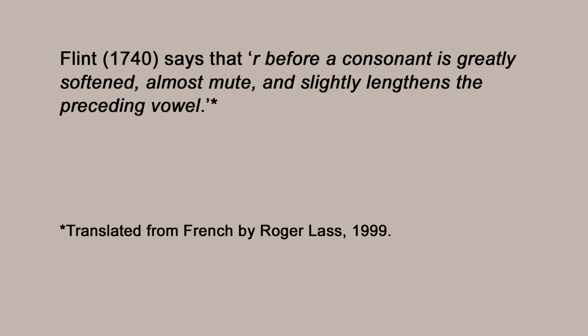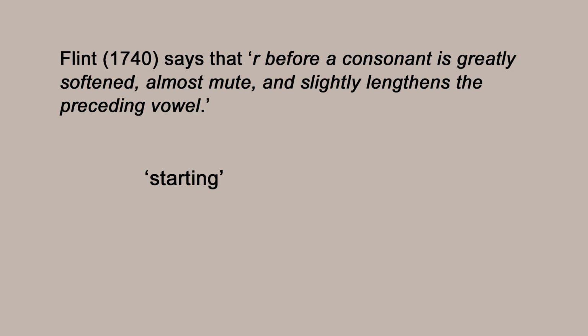In the mid-1700s, you start getting descriptions of a very interesting phenomenon. Flint tells us that if R comes before a consonant, it's so soft that it's almost inaudible, and it slightly lengthens the vowel before it. So the word starting would be an example of a word where the rhotic comes before a consonant. In the 1600s, we'd expect something like starting, or if we accept Johnson's description, starting.